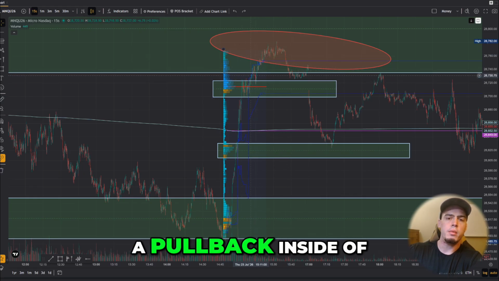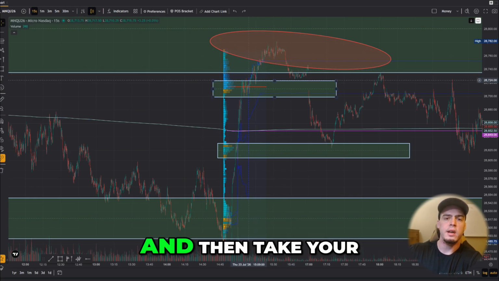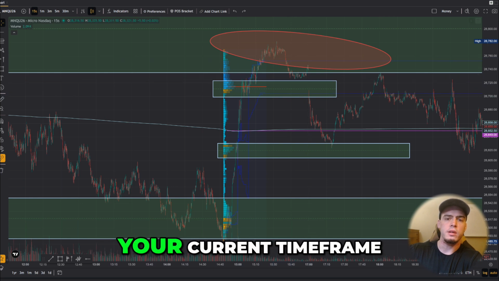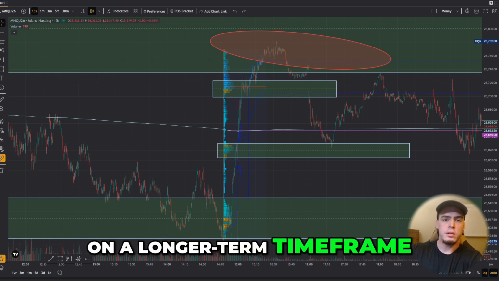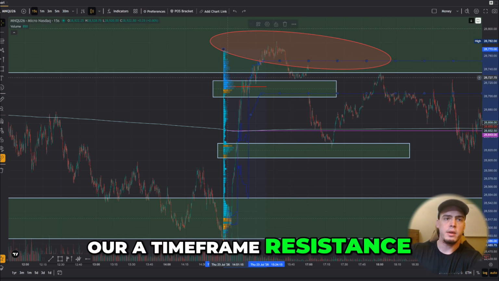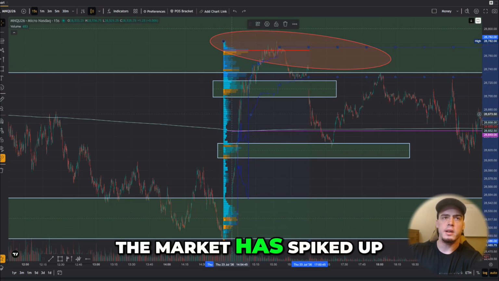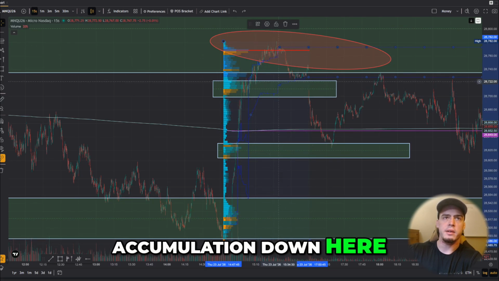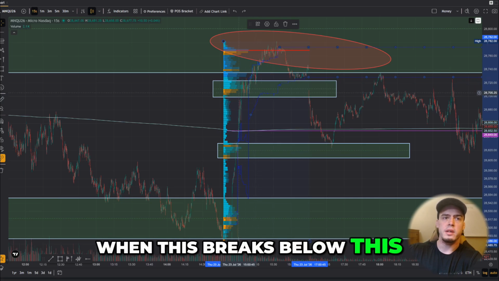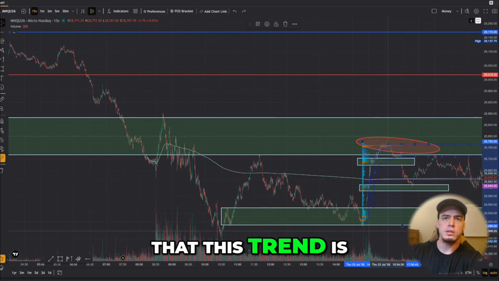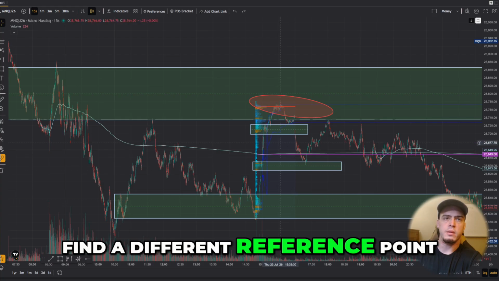You can maybe buy a pullback inside of this for your break higher, and then take your profits in accordance with your current time frame. On the longer term time frame, so remember this is our A time frame resistance, we have more volume accumulating up here. The market has spiked up and now we have accumulation down here. When this breaks below this, the likely outcome is that this trend is going to reverse and it's going to go find a different reference point.